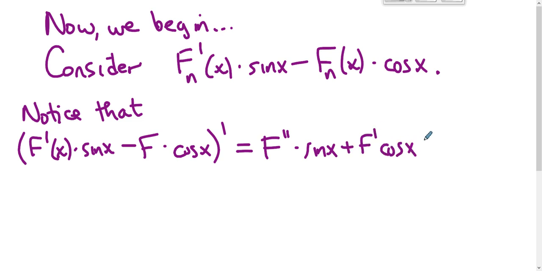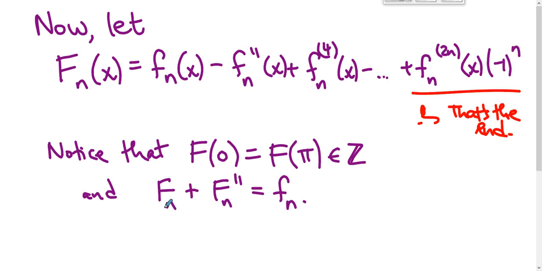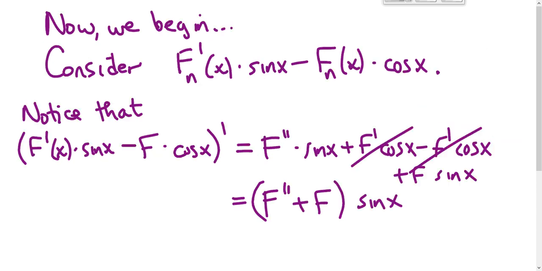Right? You're like, oh, I know where this is going. Those are gone. You got capital F double prime plus capital F times sine x. But wait a minute. Capital F plus capital F double prime is little f.